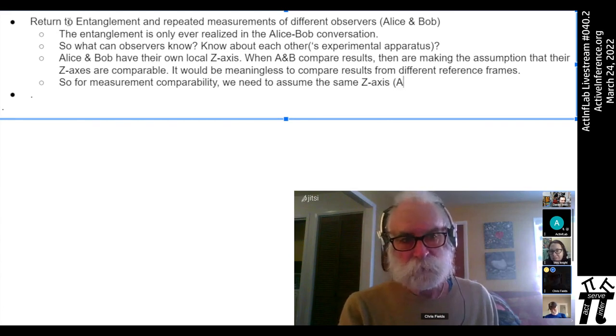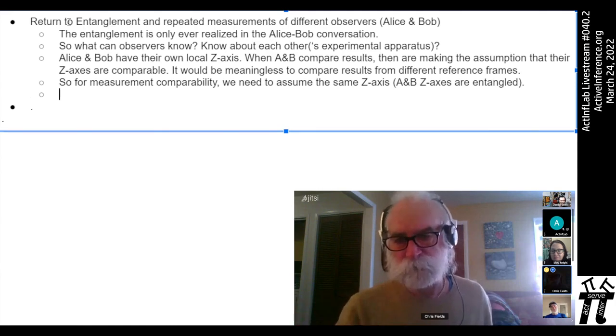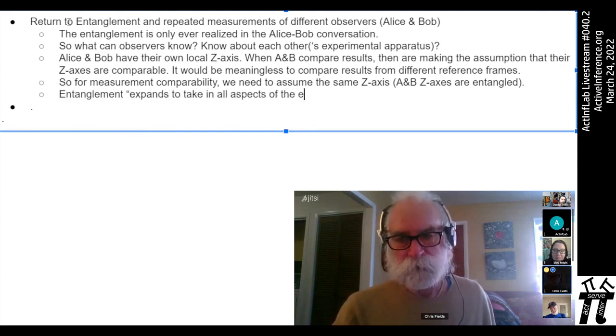So the idea of entanglement expands to take in all aspects of the experimental situation as soon as one starts unearthing these assumptions that we make to talk about comparability between experiments.